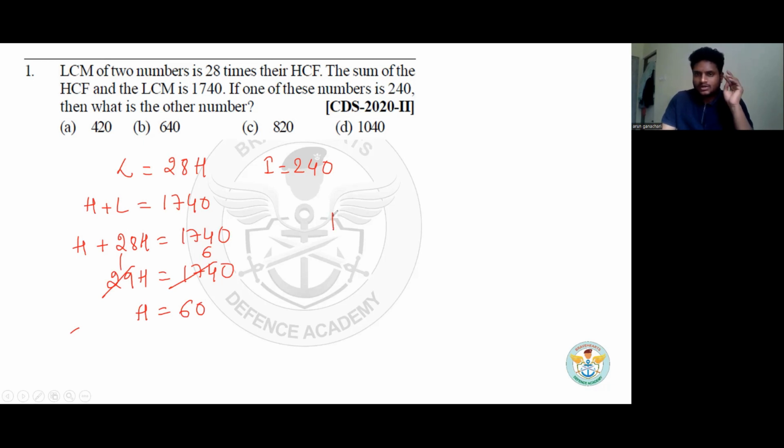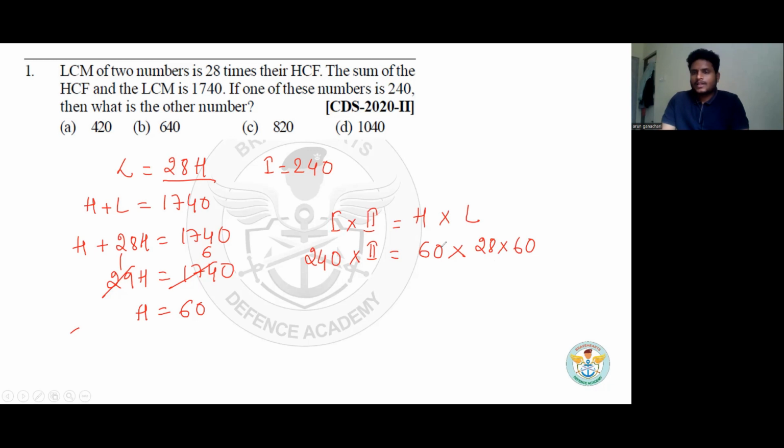Now we know the rule: number 1 into number 2 is equal to HCF into LCM. What is my number 1? My number 1 is 240. My number 2 we don't know, but our HCF is 60 and our LCM is 28 into HCF. So 28 into 60. Getting this? I'll cancel out the zeros. So it will be 6 ones are 6, 4 sevens are 28, 6 sevens are 42. So your number will be 420.